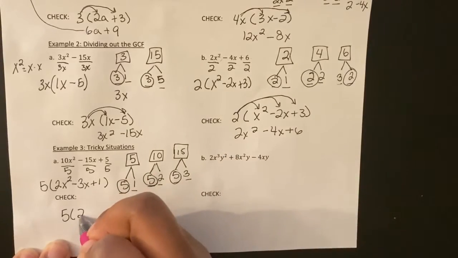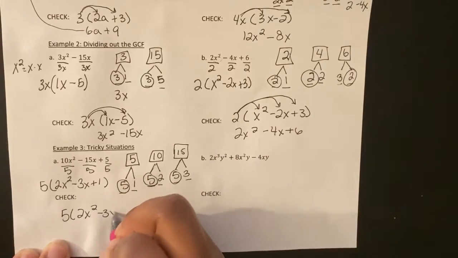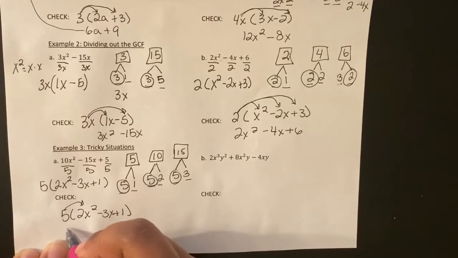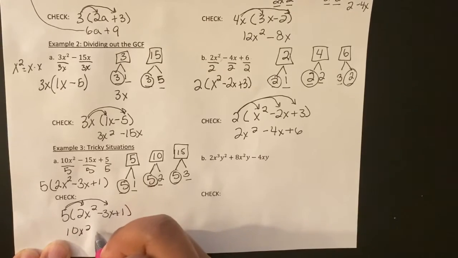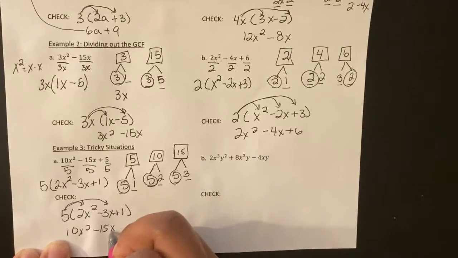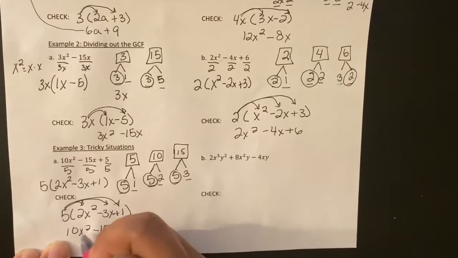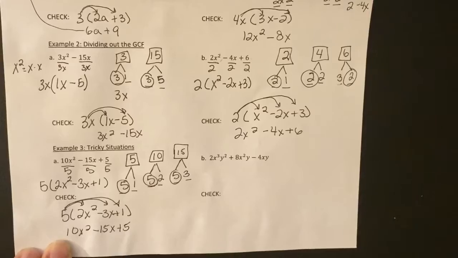5 times 2x squared minus 3x plus 1. 5 times 2x squared is 10x squared. 5 times negative 3x is negative 15x. And then 5 times 1 is 5. Back to where we started. So we know it's right.